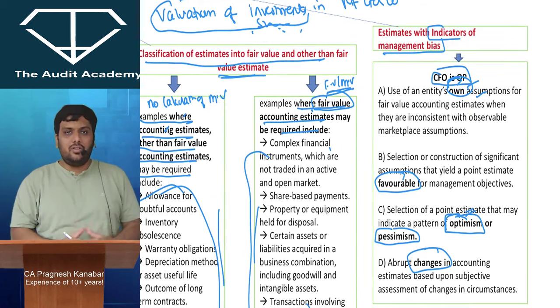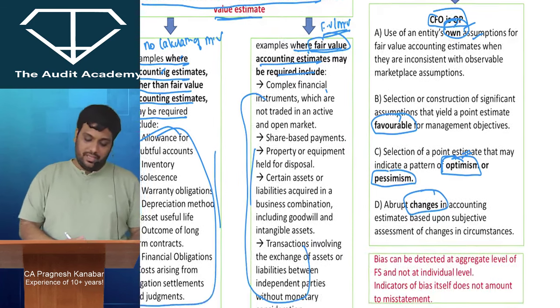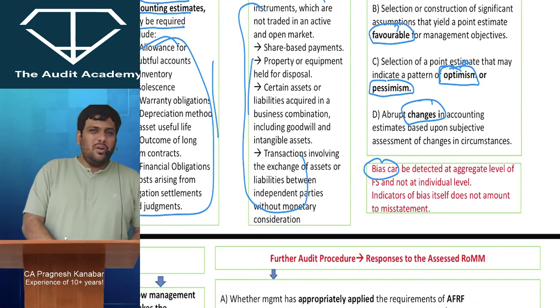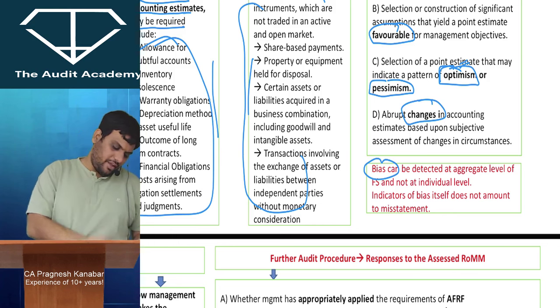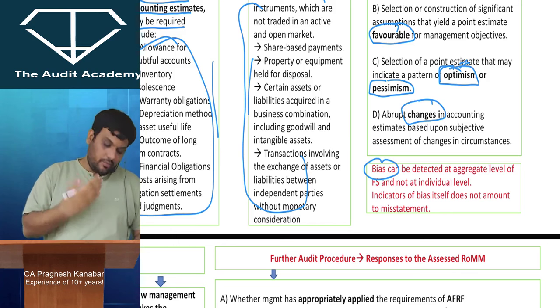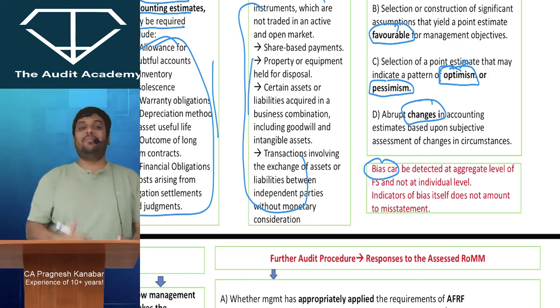These are the indicators of management bias. Now listen to me very carefully. You cannot locate bias at an individual level. When I look at your paper in aggregate and I see FR 95, FM 92 and Audit 29, I hope that you get better marks.